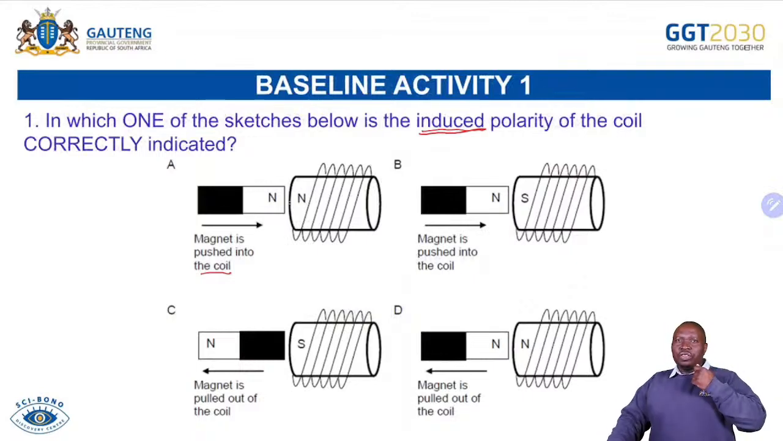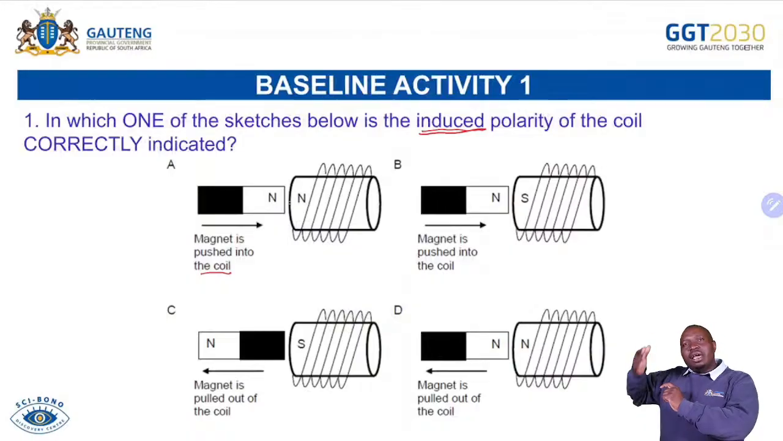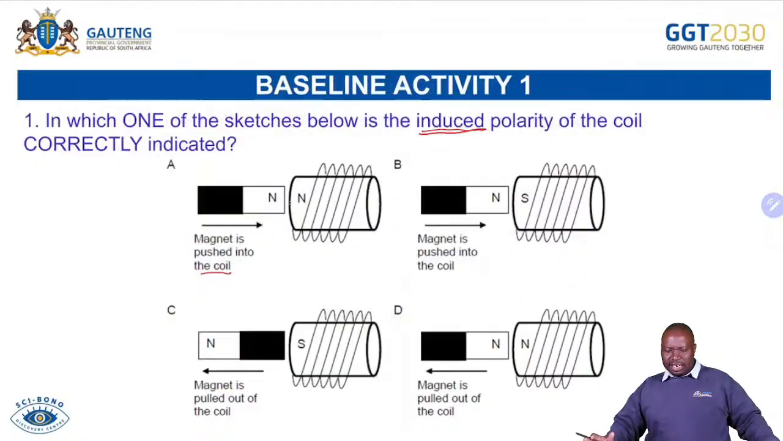It means as we are pushing the magnet inside the coil, what happens? The magnet induces the north pole, then it repels the north pole that is coming. So you can see as it comes, it does that.